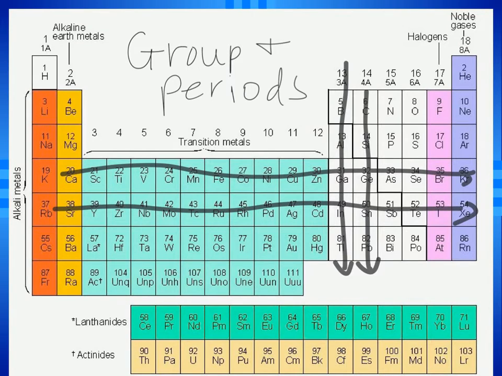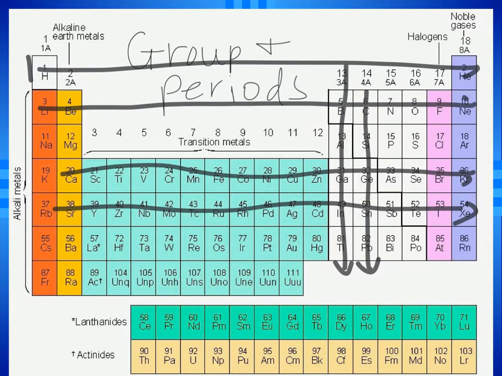Now when we talk about the periods, we like to go ahead and number them. It's pretty simple. This first period includes hydrogen and helium, so this is period 1. Lithium, beryllium, all of these guys right here, this is going to be period 2. Period 3, 4, 5, 6, 7.